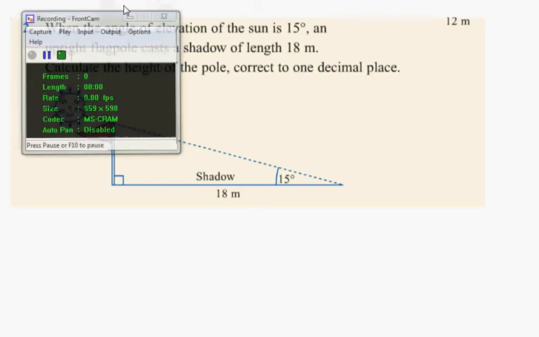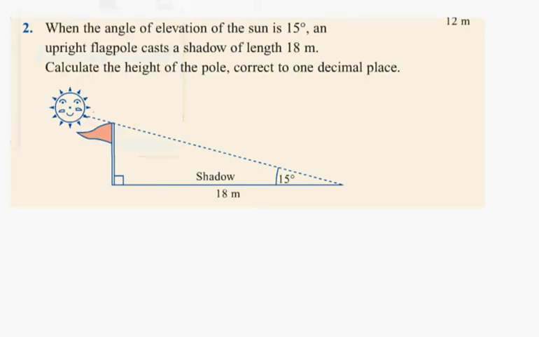What we have here is question 2. When the angle of elevation of the sun is 15 degrees, an upright flagpole casts a shadow of length 18. Calculate the height of the pole. Which side is the height of the pole? It will be the opposite. So we want to calculate this length here.